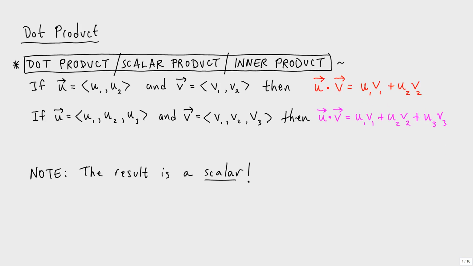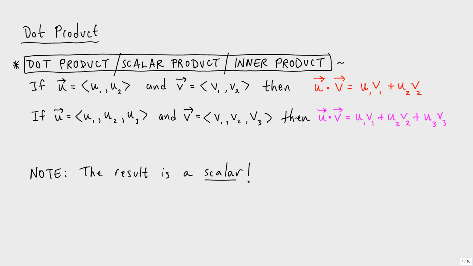All right, so let's go ahead and define the dot product. Now, this is more the mathematical definition. In physics, you might use a slightly different definition. They amount to the same thing, though. So the dot product is also called the scalar product or inner product. I typically will refer to it as the dot product.